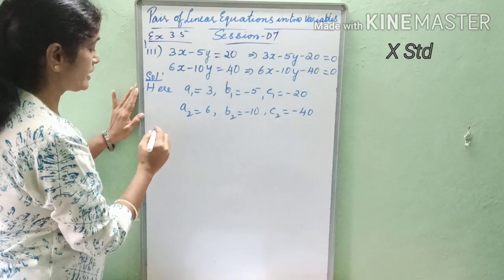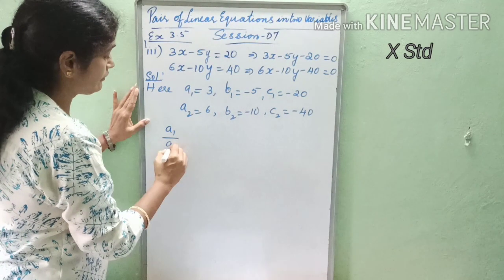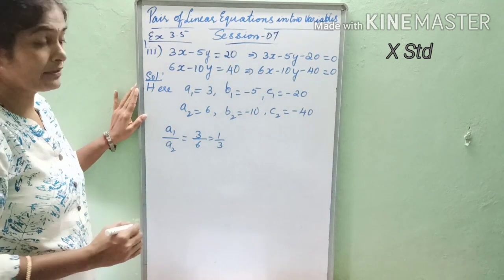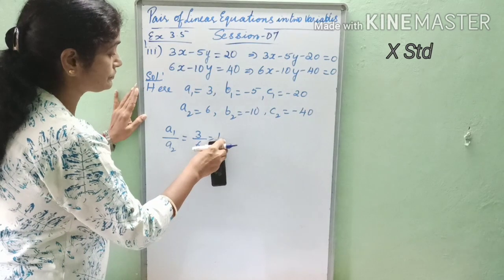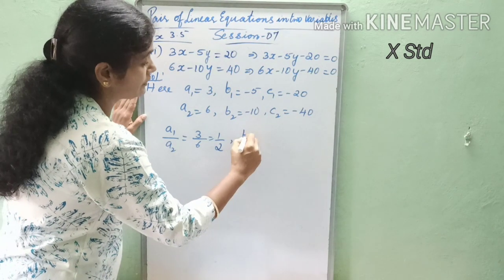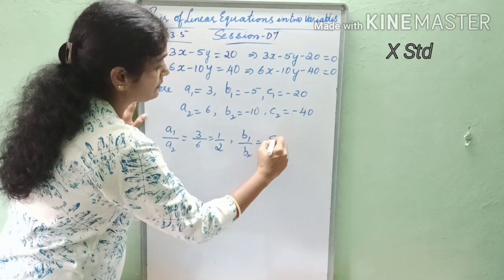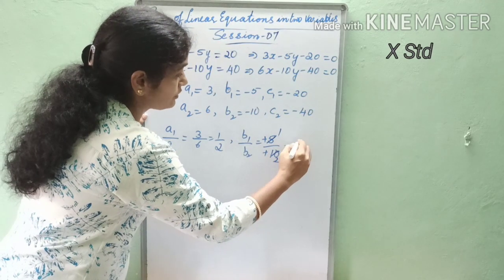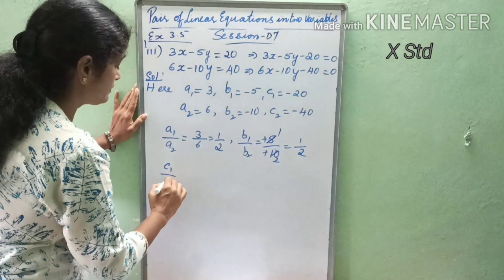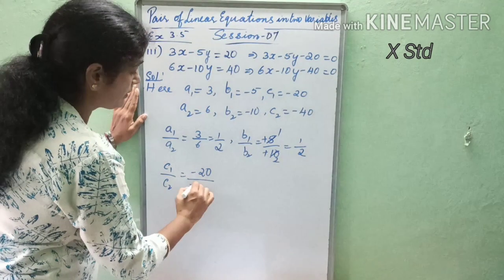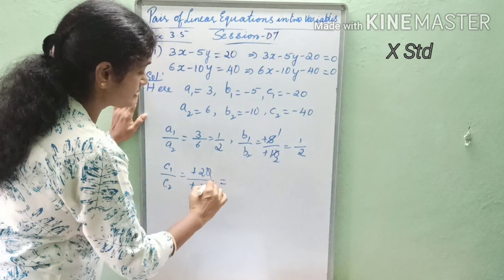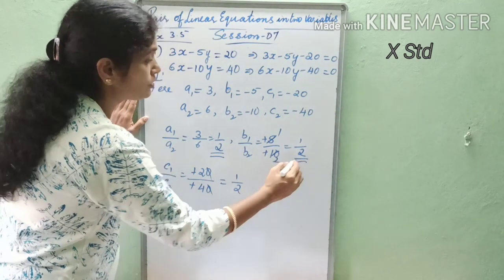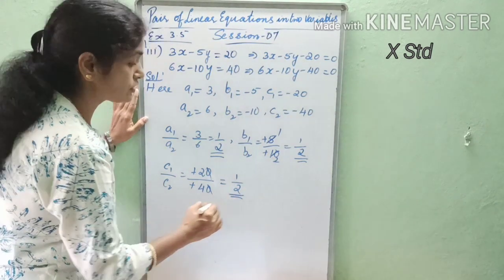Now let's check A1 by A2. So A1 by A2 is equal to 3 by 6. Simplify it, it is 1 by 2. Then find B1 by B2: minus 5 by minus 10. Minus minus gets cancelled. 5 ones are 5, 5 twos are 10, so 1 by 2. Then C1 by C2 is minus 20 by minus 40. Minus minus gets cancelled, 0 0, so 1 by 2. Therefore A1 by A2 is 1 by 2, B1 by B2 is 1 by 2, C1 by C2 is 1 by 2.